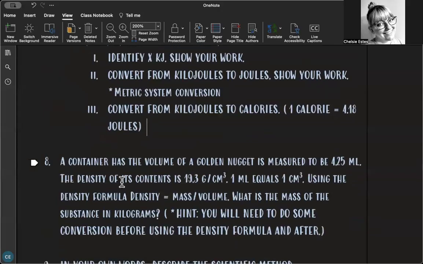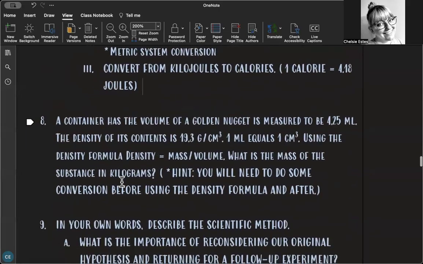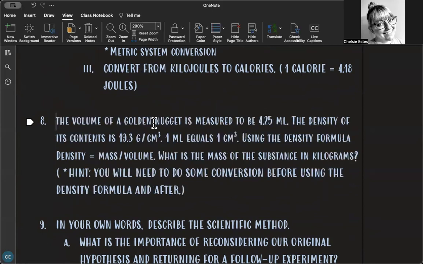All right, number 8. A container has the volume of a golden nugget. I guess I should read this. The volume of a golden nugget is measured to be 4.25 milliliters. The density of its contents is 19.3 grams per centimeter cubed. 1 milliliter equals 1 centimeter cubed. That's a conversion for you.